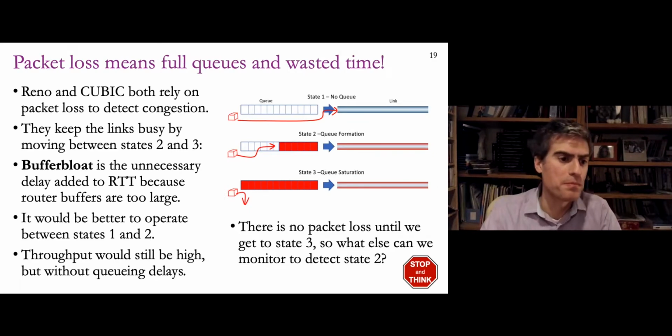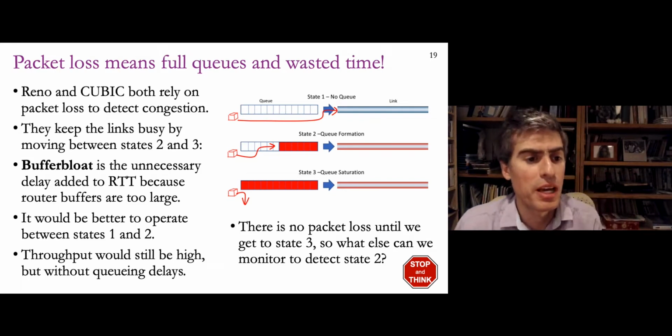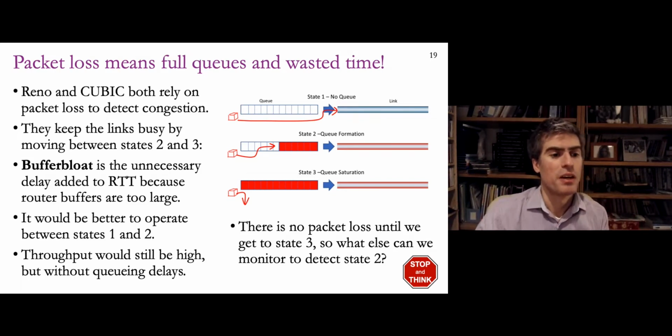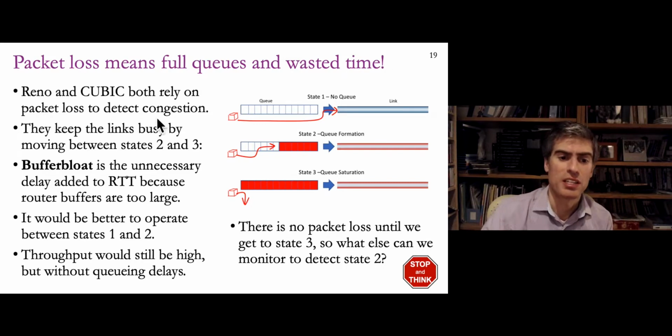Now, another problem, apart from those long fat pipes, and the problems that exist in both Reno and CUBIC, the congestion control algorithm that grows exponentially instead of linearly, is that both of those rely on packet loss to detect congestion, and packet loss means full queues and full queues means wasted time.